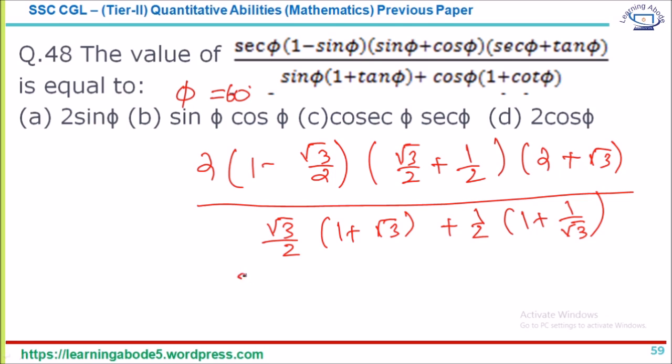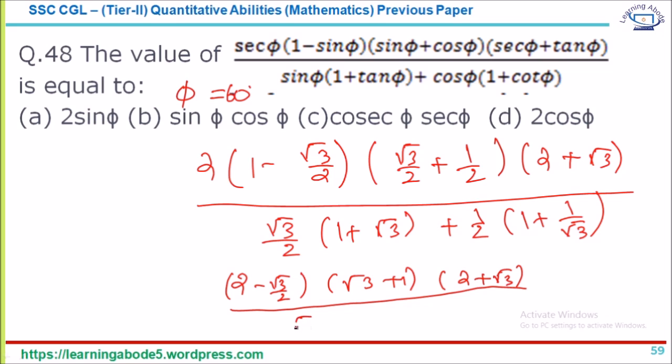If you take this inside, you get 2 minus root 3 by 2, root 3 plus 1 into 2 plus root 3, and in the denominator you will have root 3 into 1 plus root 3 plus 1 plus root 3 by root 3. Finally, if you take 1 plus root 3 common outside and solve, this will lead to 1 by root 3 plus 1 by root 3. Now that will be root 3 by 4.